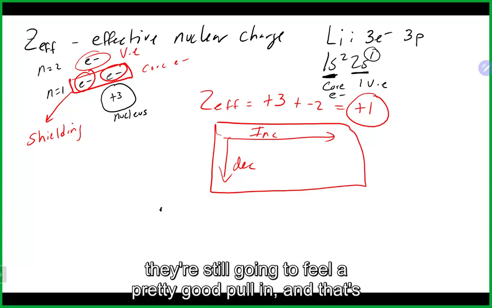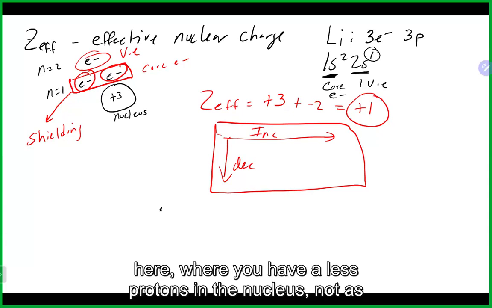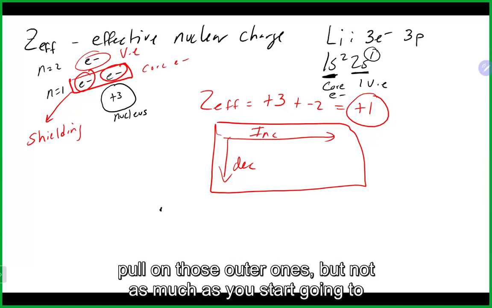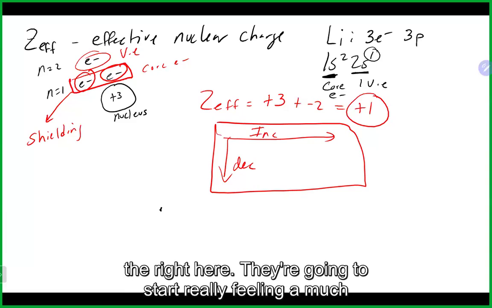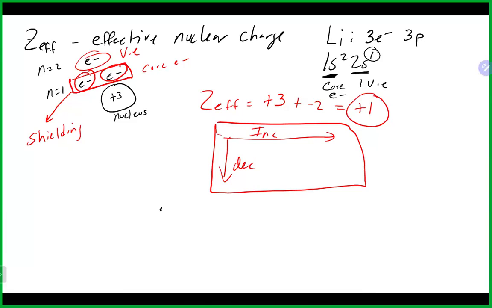pretty good pull in. And that's going to bring everybody closer to the nucleus than you do over here, where you have less protons in the nucleus, not as big of a positive charge. So they're going to still feel a pull, those outer ones, but not as much as you start going to the right here. They're going to start really feeling a much bigger pull towards the nucleus. Any questions on that there?